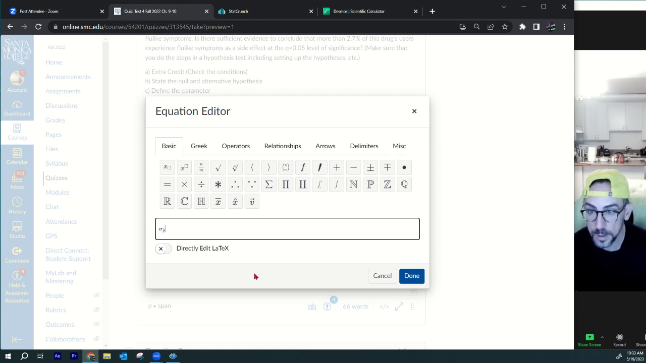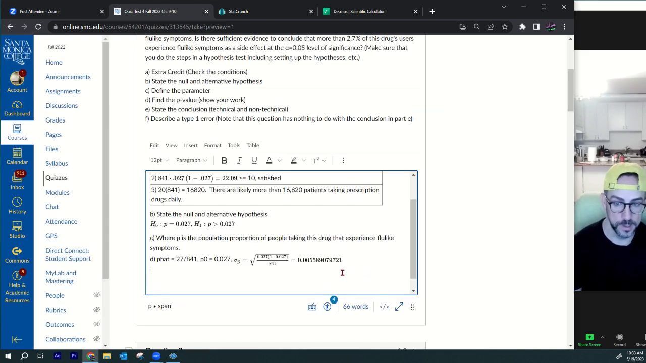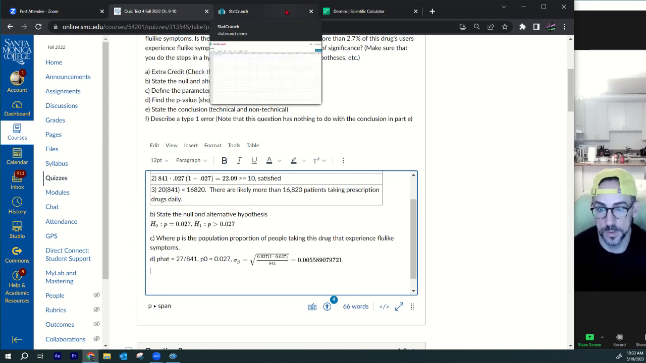P hat. Make sure you move right arrow to bring the equation out from the p. And let's see if I can plug that in. Yeah, I can. There we go. Standard error. Great. And from here, I have everything I need. I got my standard error, I have my mean, and I have my p hat. Those are the three things I need for the normal calculator. So let's see if I could do this.